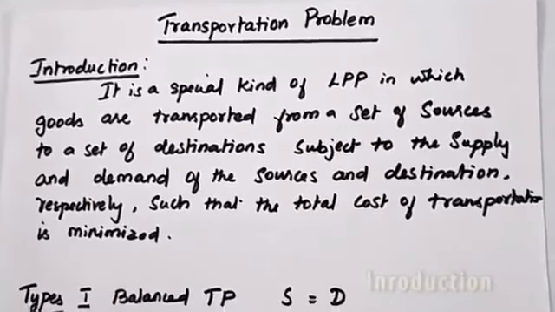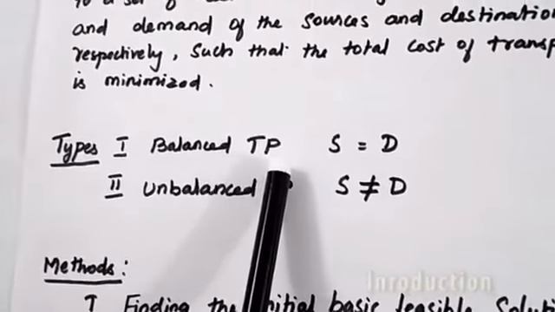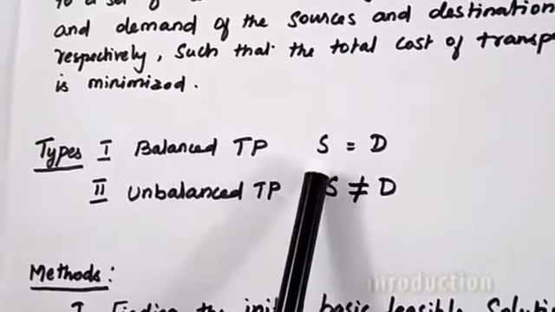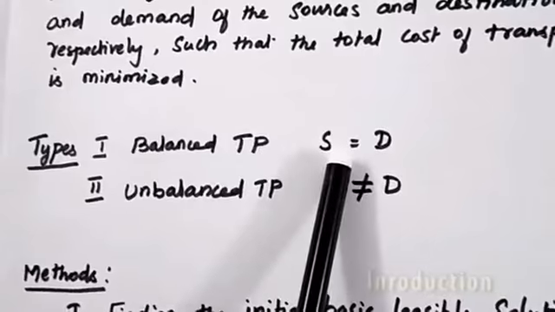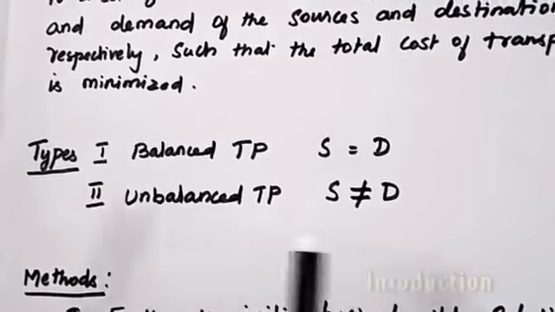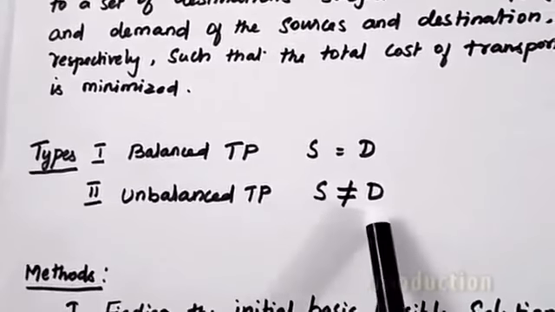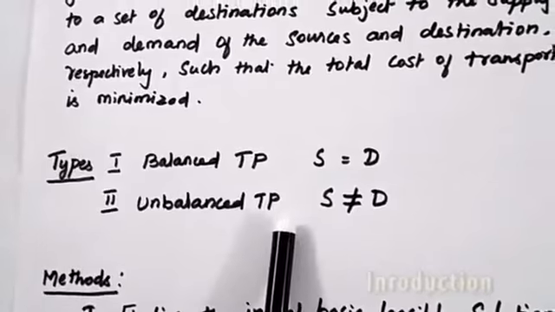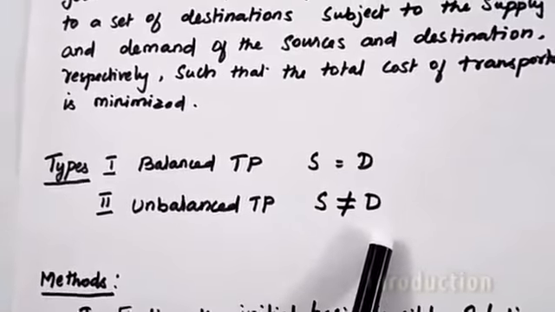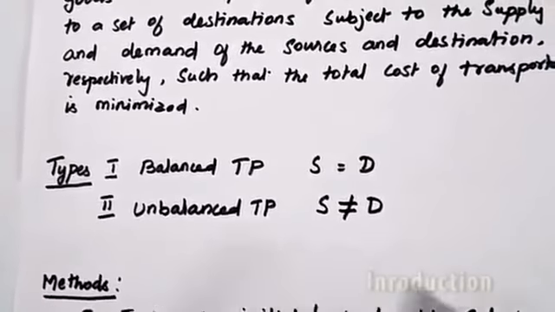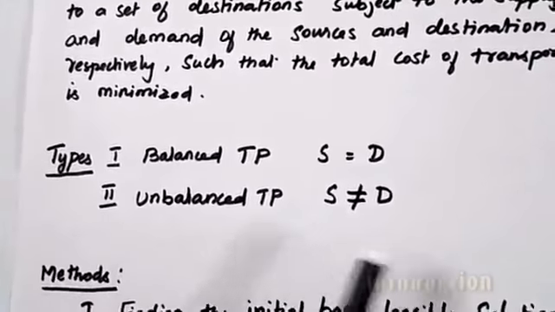Let me explain two different types of transportation problem. The first one is the balanced transportation problem, where both supply and demand are equal. An unbalanced transportation problem means supply is not equal to demand. We cannot proceed with an unbalanced transportation problem. To balance it, we need to add either a dummy column or a dummy row according to the situation. So there are two types, balanced as well as unbalanced.